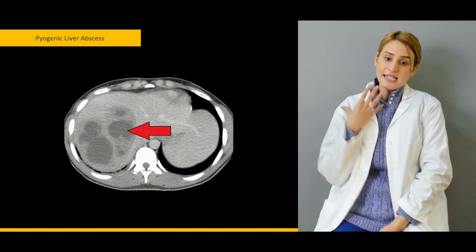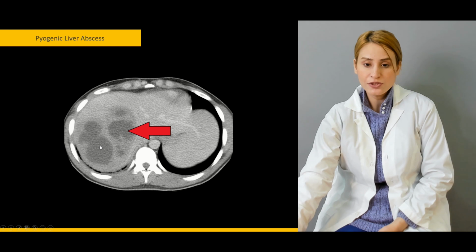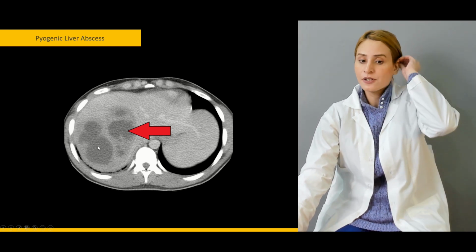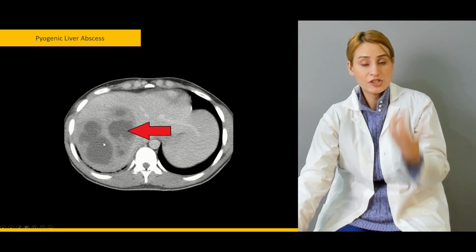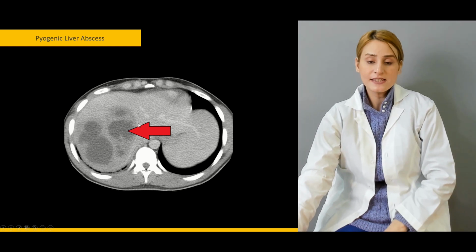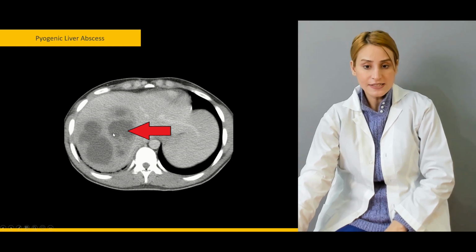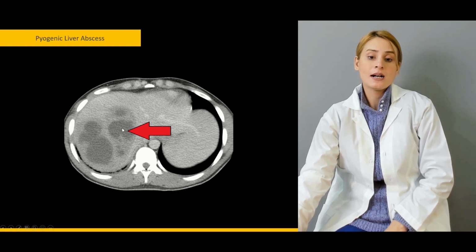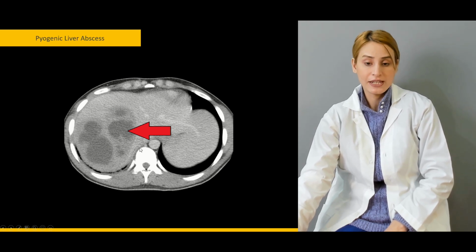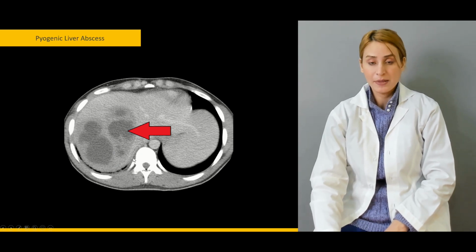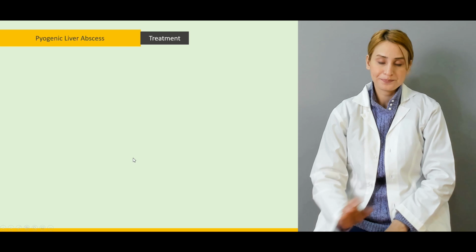So this is a CT scan of the liver, and it's showing you the hypodense areas which are present in the liver. If you compare this texture with the rest of the liver parenchyma, this is hypodense and this is hyperdense. So these hypodense areas in the liver are indicating a liver abscess.